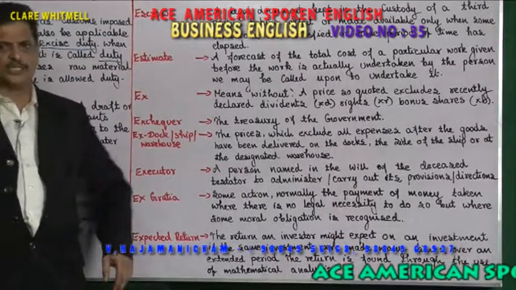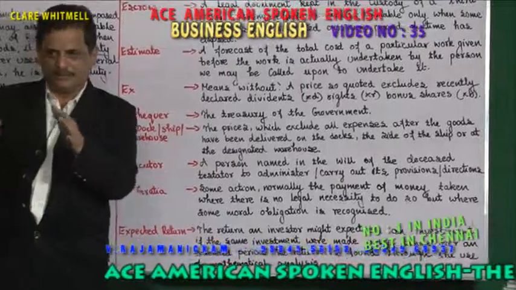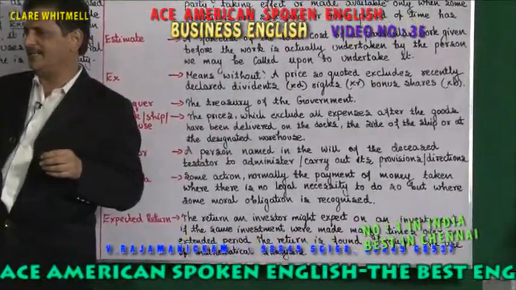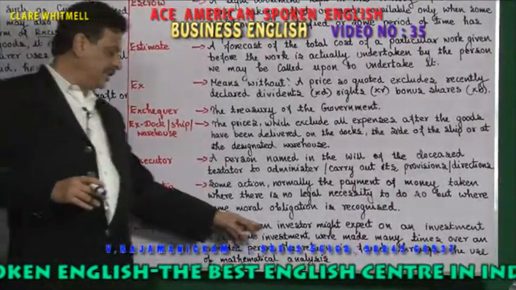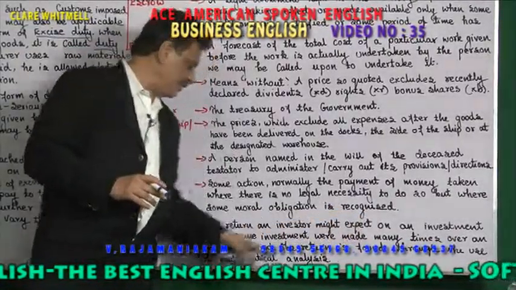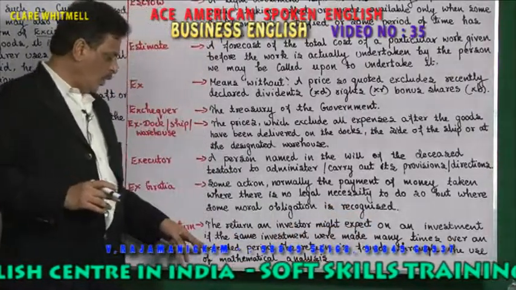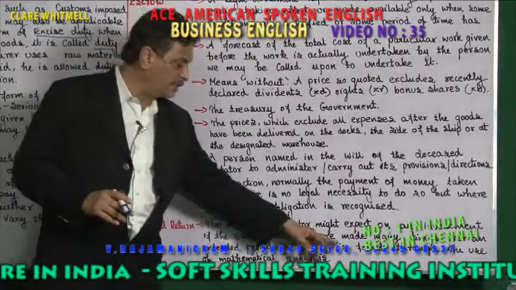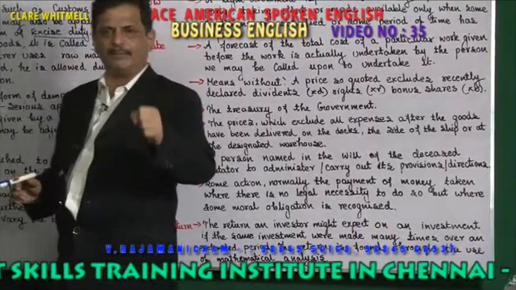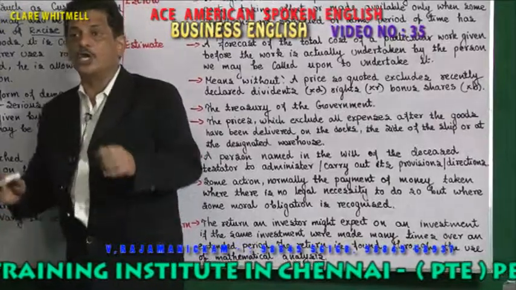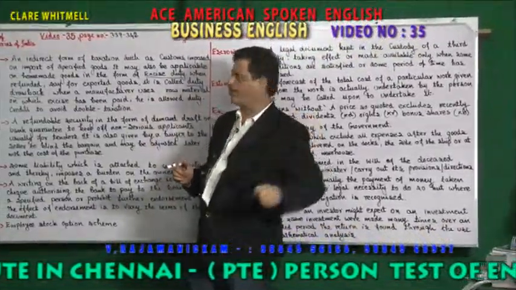Expected return. What do you mean by expected return, sir? I invest in a business. I expect 1 lakh to get. That is called expected return for my business. The return an investor might expect on an investment if the same investment were made many times over an extended period. The return is found through the use of mathematical analysis. Using mathematical and statistical analysis, you will be able to find out what return you will be getting, what profit you will be getting.